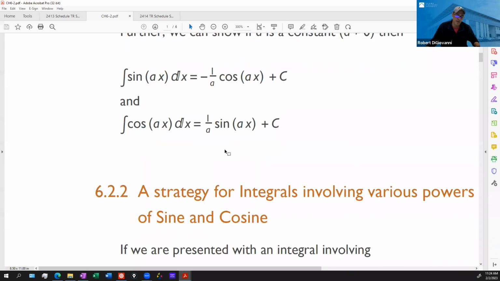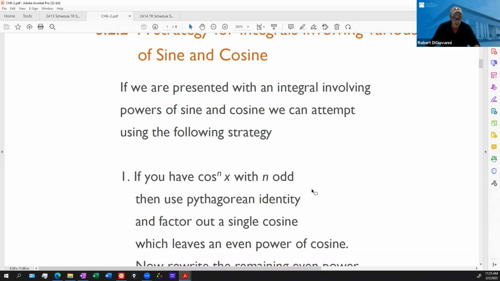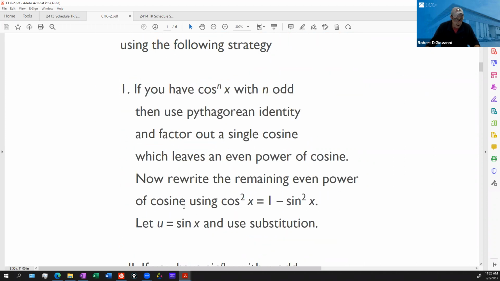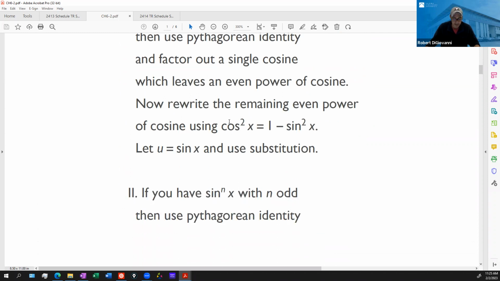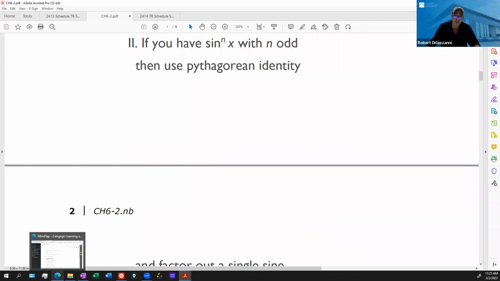Now, we need a strategy for solving integrals that involve various powers of sine and cosine. That's the first thing we're going to look at here. What if you have an integral that has sines and cosines to different sorts of powers? How do we attack those? How do we go about them? Well, there's an actual strategy, and this strategy that I have here is on one of your formula sheets.